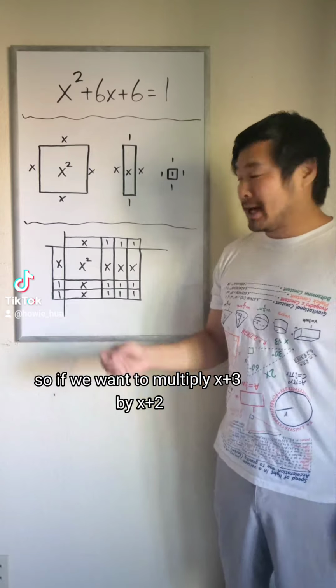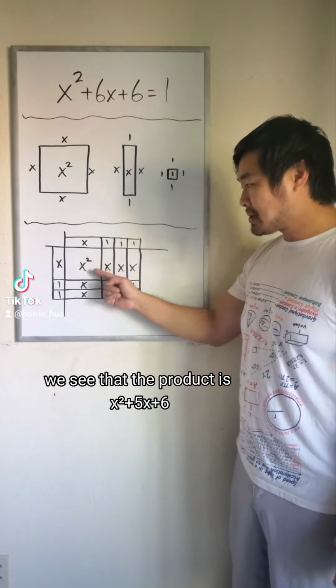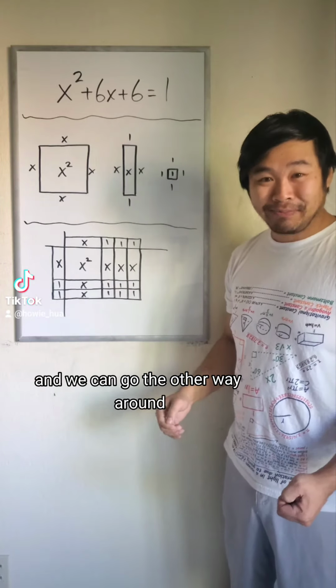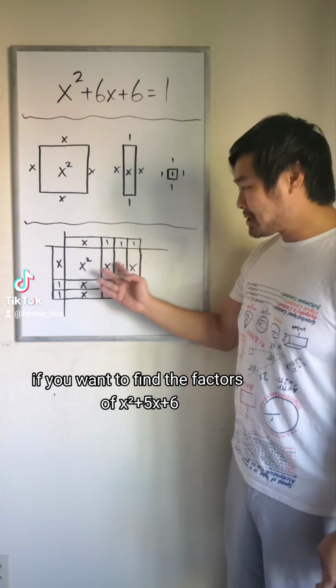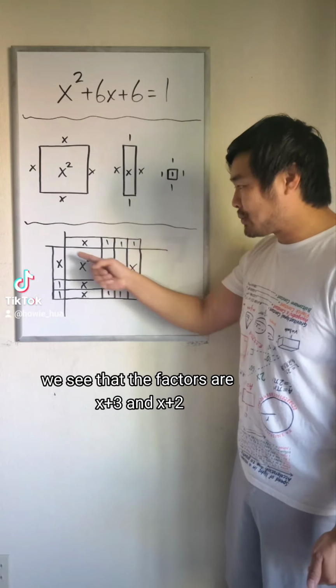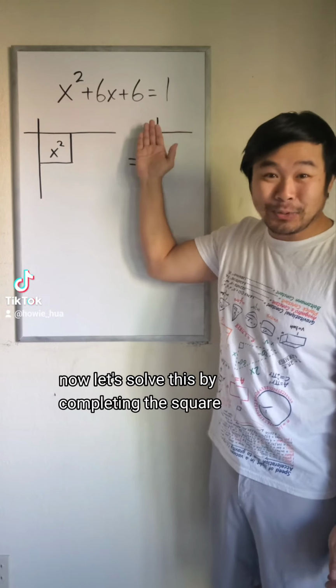So if we want to multiply x plus 3 by x plus 2, we see that the product is x squared plus 5x plus 6, and we can go the other way around. If we want to find the factors of x squared plus 5x plus 6, we see that the factors are x plus 3 and x plus 2. Now let's solve this by completing the square.